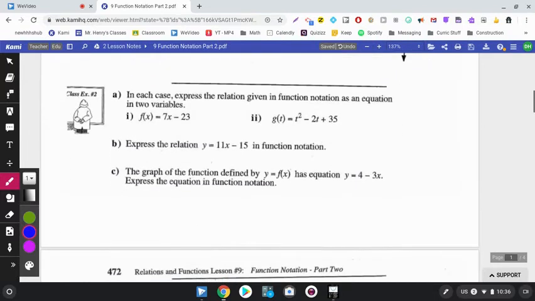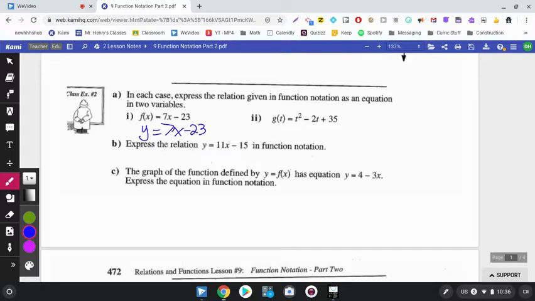Let's go on. In each case, express the relation given in function notation as an equation in two variables. So this is just practicing, hey, here's the one written as a function. Can I write it just using x's and y's or whatever letters? So f of x equals 7x minus 23. Really, all I'm changing is it's not f of x, it's a y. Y equals 7x minus 23.